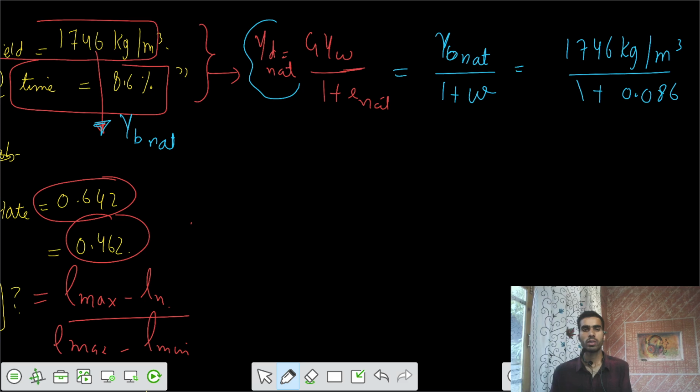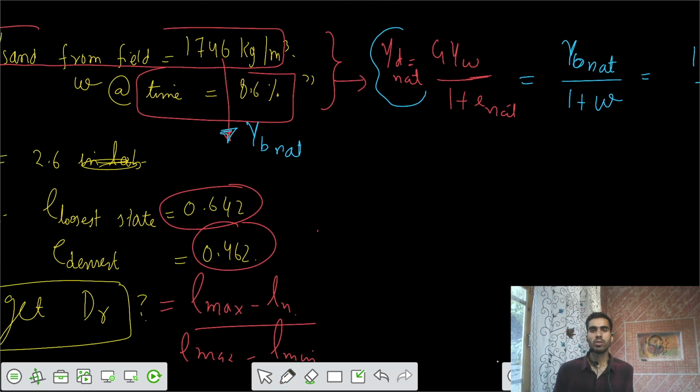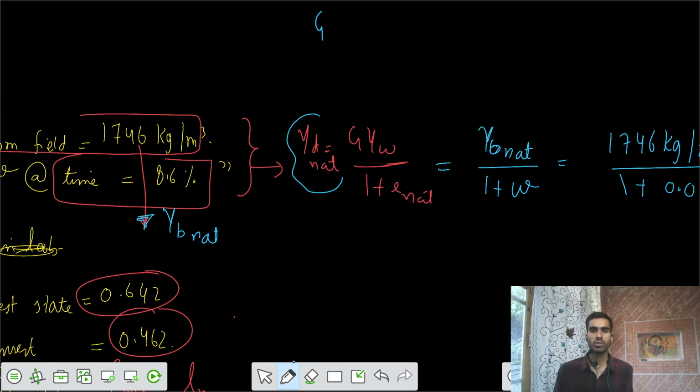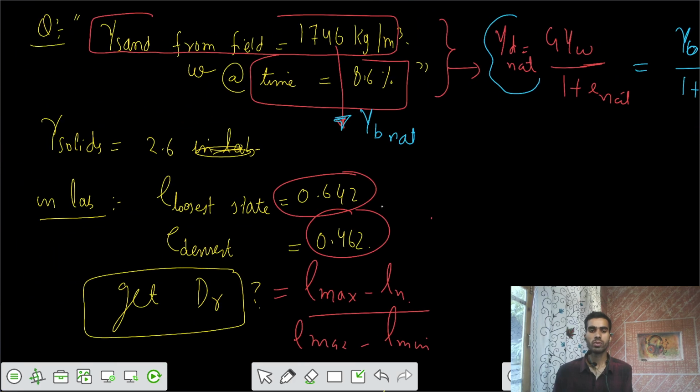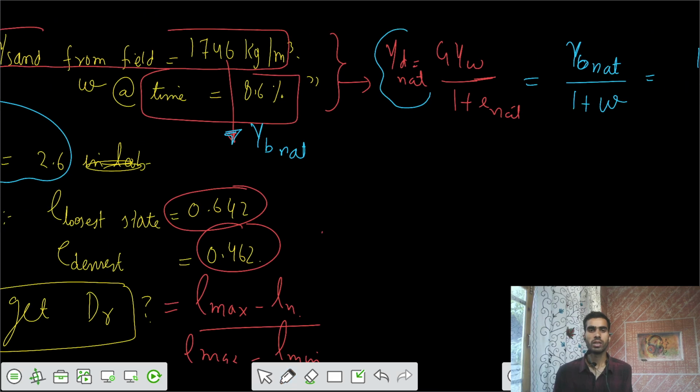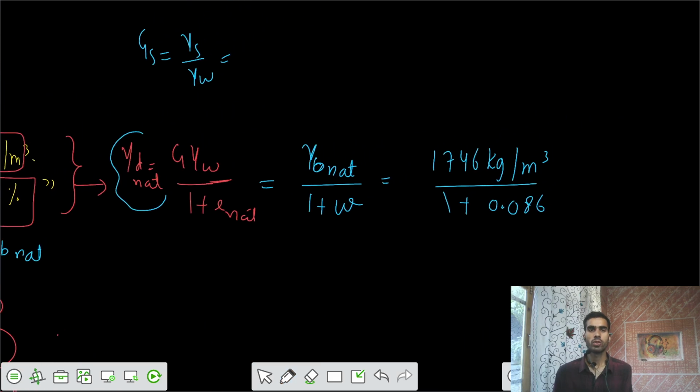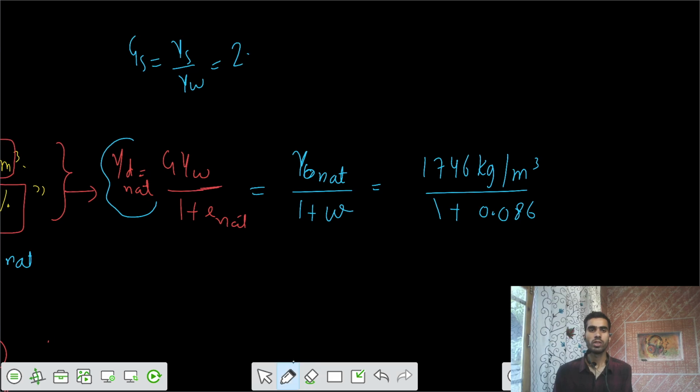And we need to say what is the value of G, and gamma W we know. So for that G, this is actually G of solids, that is gamma solids by gamma W. The gamma solids was given to you as 2.6. So that means we can say your G is actually 2.6.